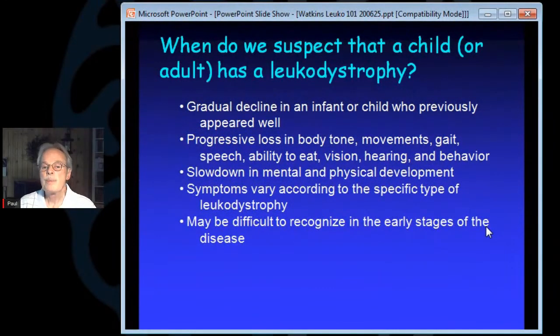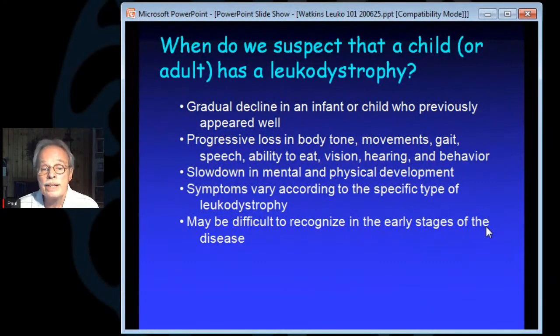So when do we suspect that a child or an adult has a leukodystrophy? Often there's a gradual decline, particularly in an infant or child who previously appeared well. So a child is born and develops normally for a couple of years and then all of a sudden starts regressing. That is one sign of a leukodystrophy.